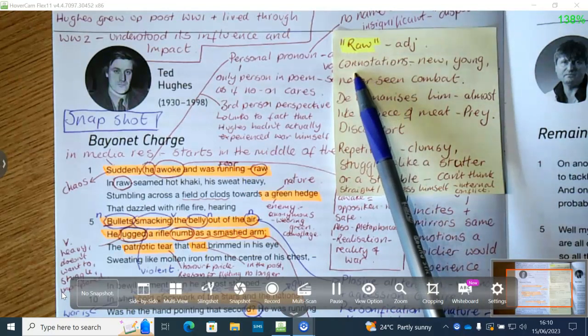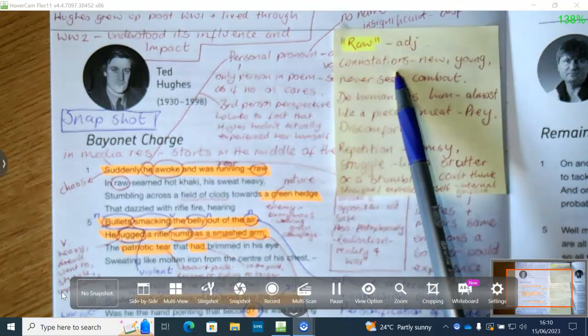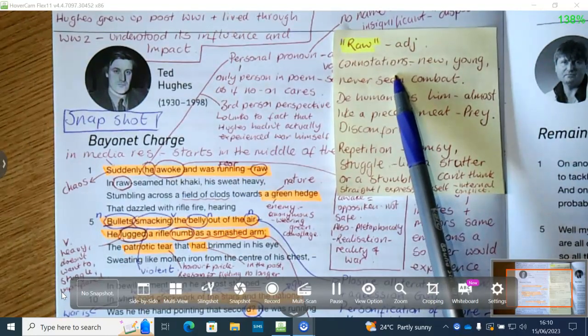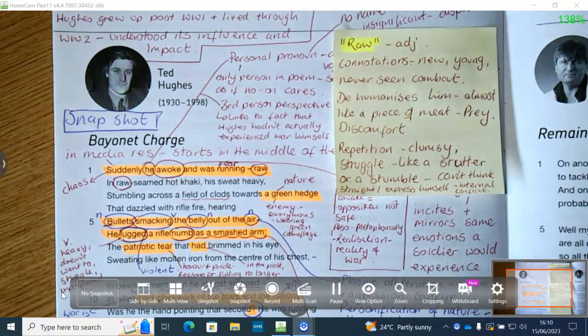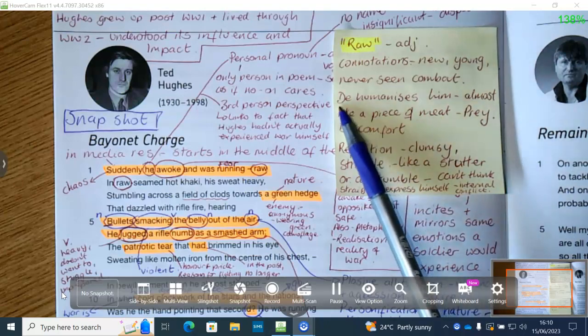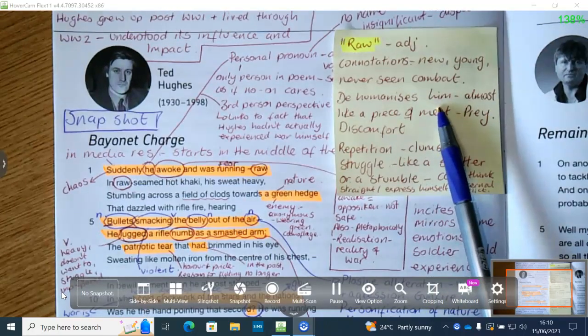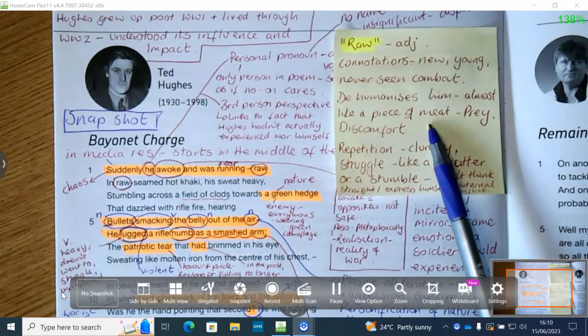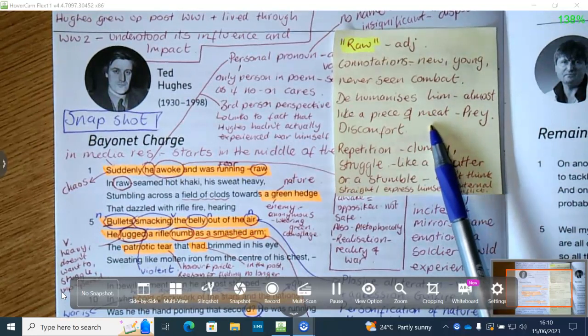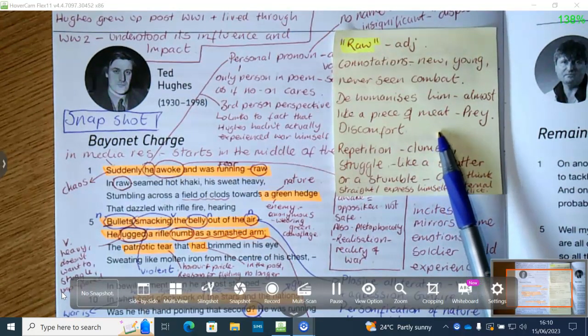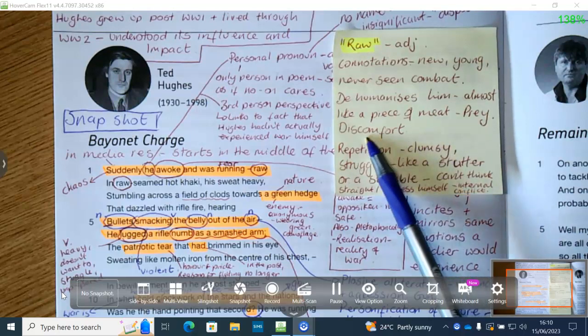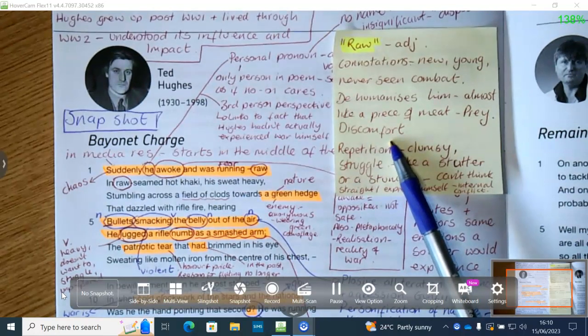So first thing we might want to look at are the connotations of the word raw. Raw could mean something is new or young. He could be raw because he's never seen combat or has never seen conflict before. But it could have another meaning here, this idea of being dehumanized, almost like a piece of meat. And in this way, he seems like prey. And there's also a sense of discomfort in his clothing that he's wearing. Maybe his clothing is kind of rubbing on his skin.